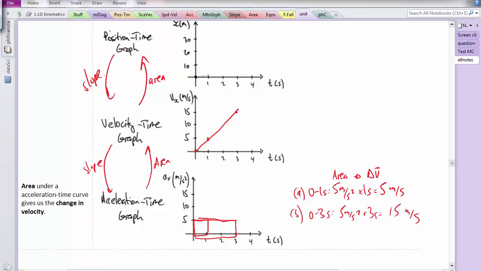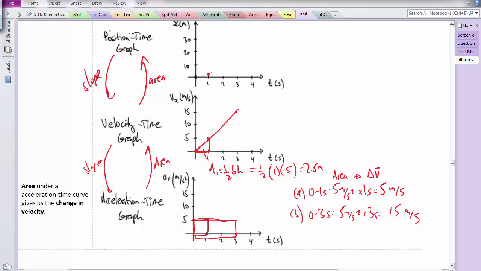Now just be careful, because the areas here aren't rectangles. For example, this one here is a triangle. So to figure out what this area 1 is, the area of a triangle is 1/2 base times height. That's equal to 1/2, the base is 1 and the height is 5. So that would give us 2.5 meters. So after 1 second, we've only gained a little bit, 2.5 meters.